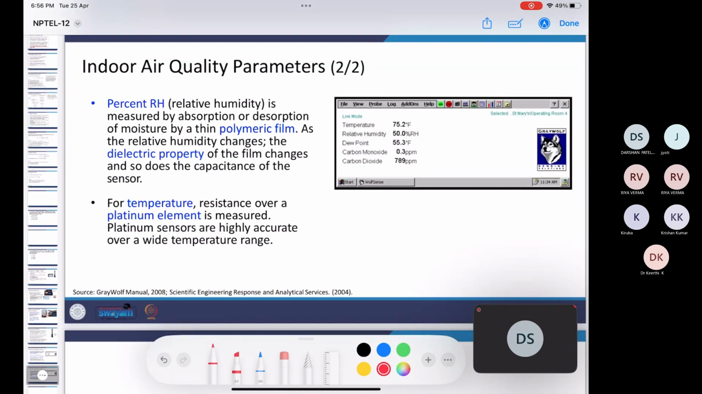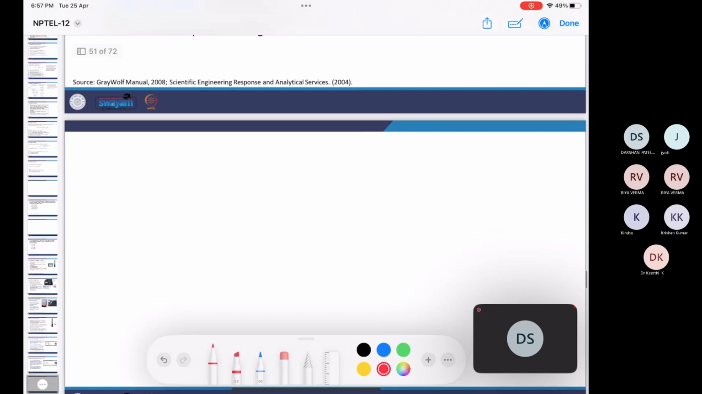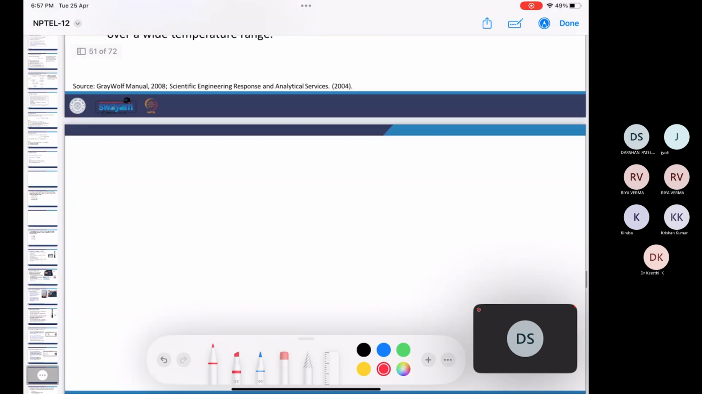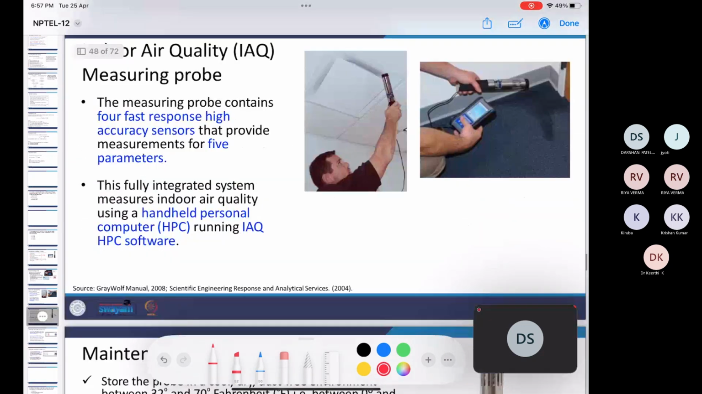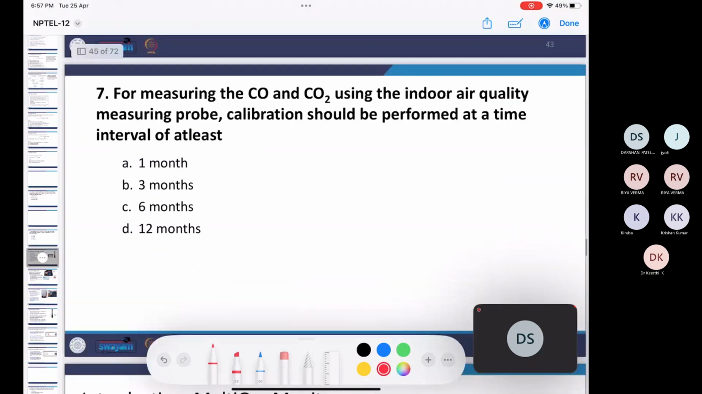And the percentage relative humidity is measured by absorption and desorption of moisture by a thin polymeric film. As the relative humidity changes, the dielectric property of the film changes, and so does the capacitance of the sensor. For example, resistance over a platinum element is measured. Platinum sensors are highly accurate over a wide temperature range. So this is how we use this multi-gas monitor. I guess we have answered this question.